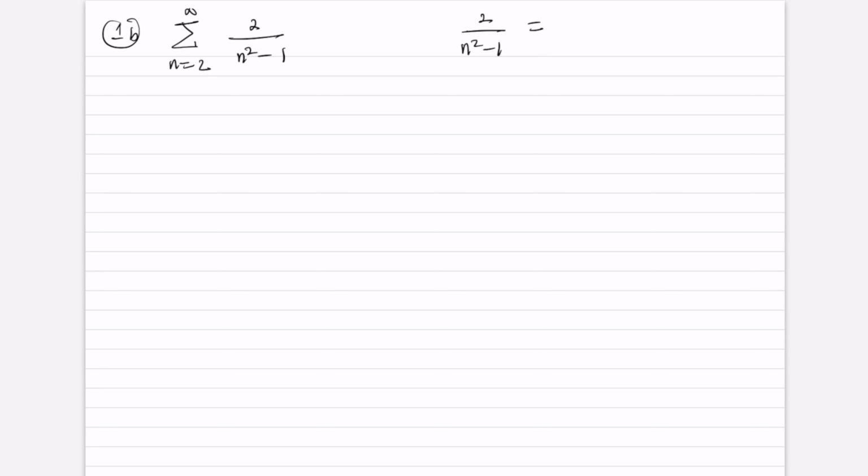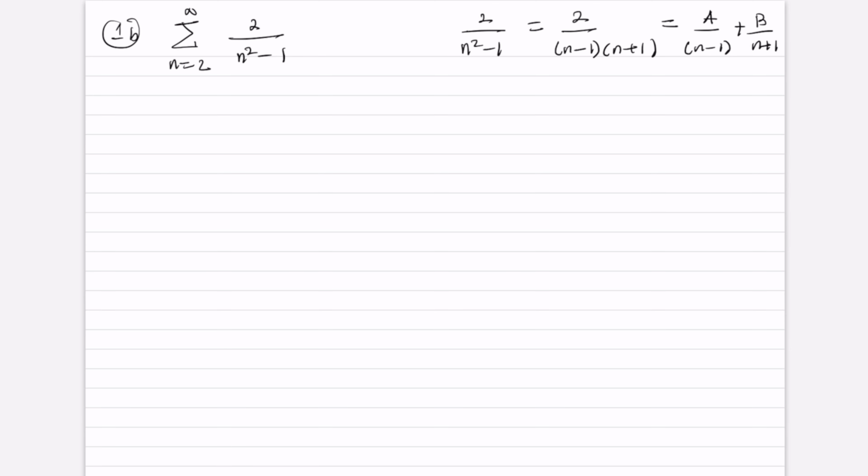You remember that this is the same thing as 2 divided by n minus 1 multiplied by n plus 1, right? Do you guys agree with me? Difference of two squares. And to resolve this into partial fractions, we say this is a divided by n minus 1, plus b divided by n plus 1. Should I leave you guys to solve for a and b, or should we do it together? Okay, let's just do it together.